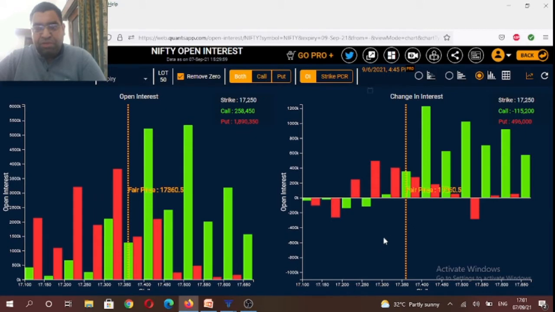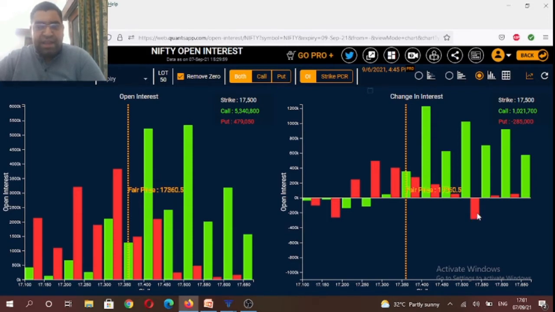And if we see the puts, you will see that the highest amount of open interest addition in puts has happened at 17,300 put strike, and you will also see that 17,150 put strike and 17,200 put strike saw their open interest reduce. So it tells us that put writers have booked their profits, and put option buyers have booked their losses. And you will also see in the money put 17,550 put strike saw its open interest reduce.